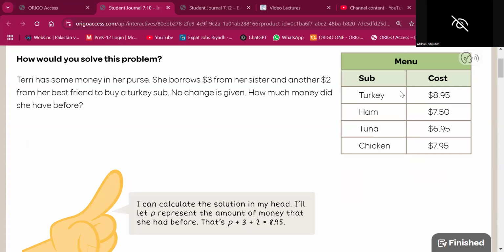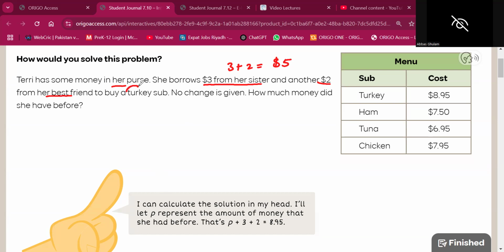We have one question here. What is the question? Terry has some money in her purse. She already has some money in her purse. She borrowed $3 from her sister and $2 from her best friend. So it means Terry borrowed how many dollars? Borrowed 3 plus 2 equals $5.